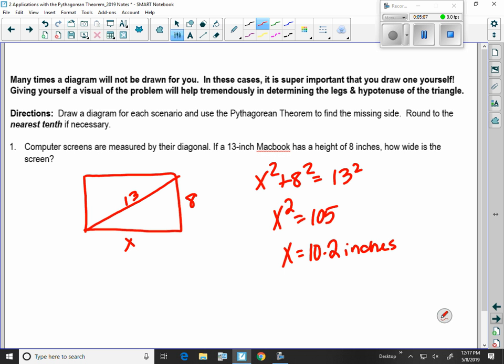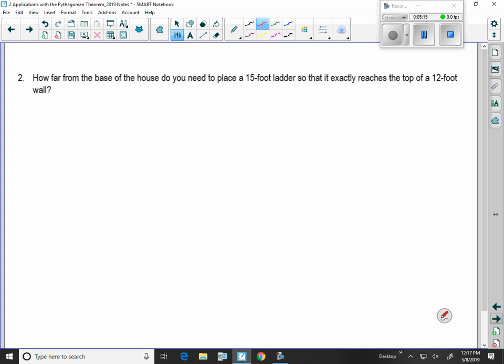Okay, issues on that one? Are we okay on that? Yes? We're good? Okay. Next one. How far from the base of the house do you need to place a 15-foot ladder so that it exactly reaches the top of a 12-foot wall? So show me with your arm, with the wall, the 12-foot wall, which side that is. Straight up and down.